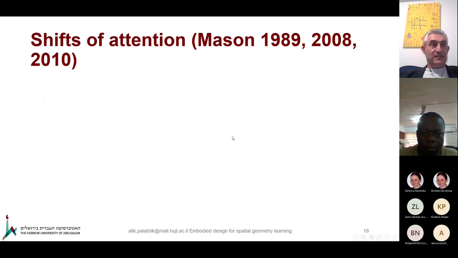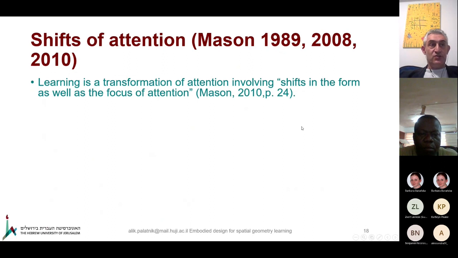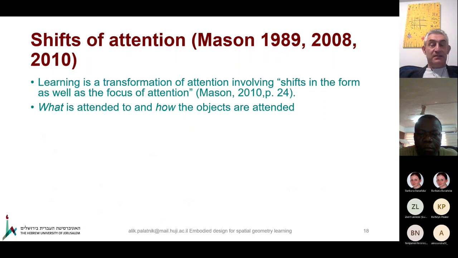So I mentioned shift of attention in my third question, so it will be a little bit more theory about it, but I think that this is important. Mason, in his works, is saying that for him, learning constitutes shifts in form and forms of attention. Transformation of attention involving shifts in the form as well as in the focus of attention. And he postulated also that there are 5 structures of attention, 5 forms.